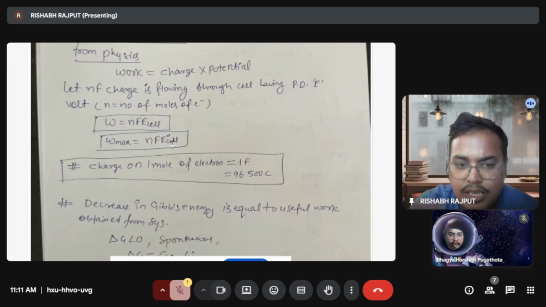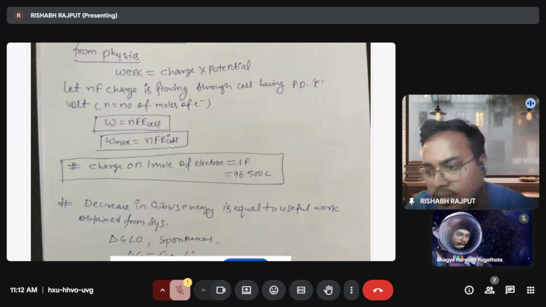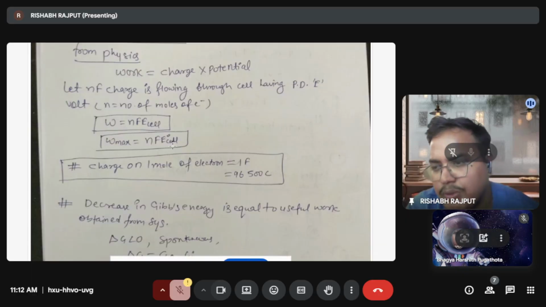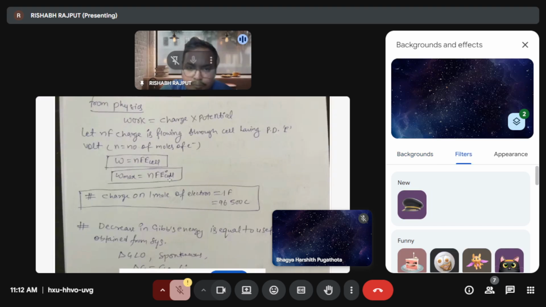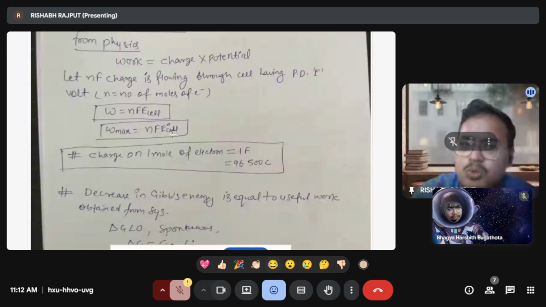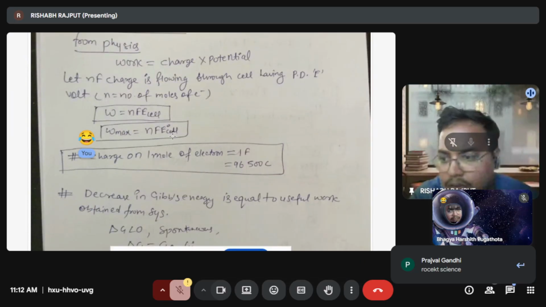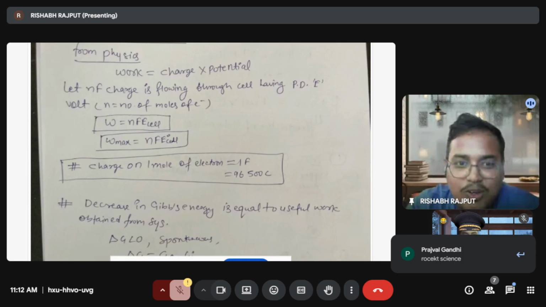Till here it is clear, guys. A simple formula: work done is equal to nF into E cell. It's a simple formula. There is no big science here. You know physics better than me. In 11th and 12th you have many chapters like this, charge into potential, you know that formula. So I just use that formula only. It's not rocket science.